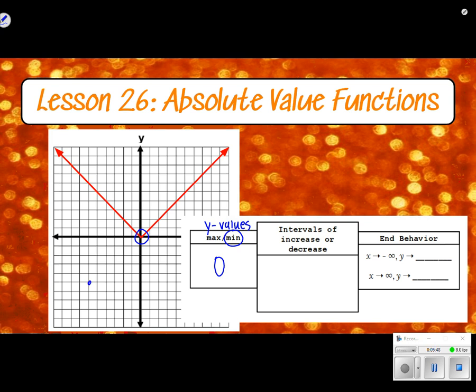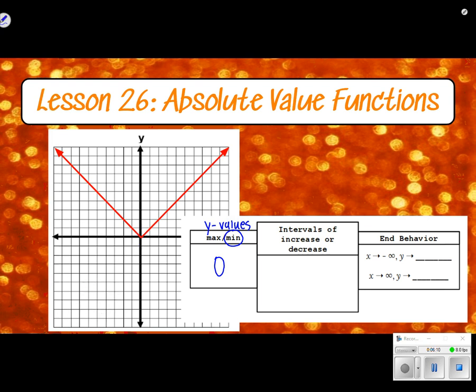You can have a maximum if you reflect across the x-axis and flip it upside down, you will have a maximum value. But in an absolute value function, you will only have one or the other. It is possible to have a max and a min, but that would not be in an absolute value idea. All right, let's look at reading these.